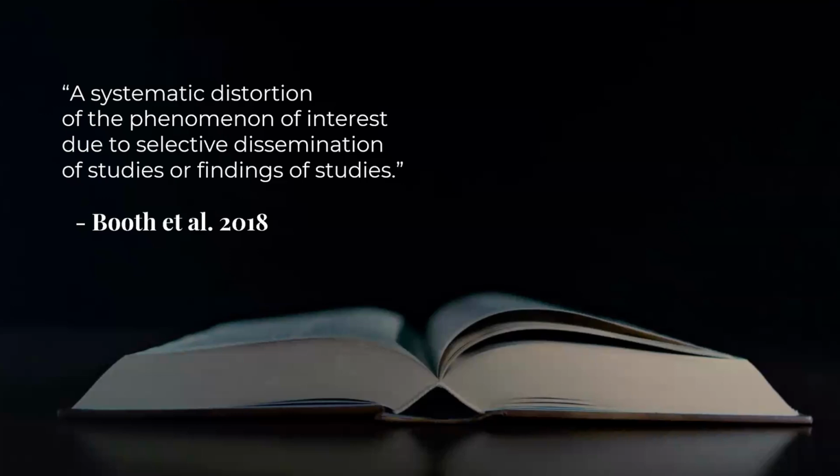Then there's the term phenomenon of interest covered in this. The phenomenon of interest is an analogy to what the outcome is in quantitative research. And lastly, we also wanted to cover the elements studies or findings of studies, because the issue of dissemination bias can arise from both the selective publication of studies or selective publication of findings.